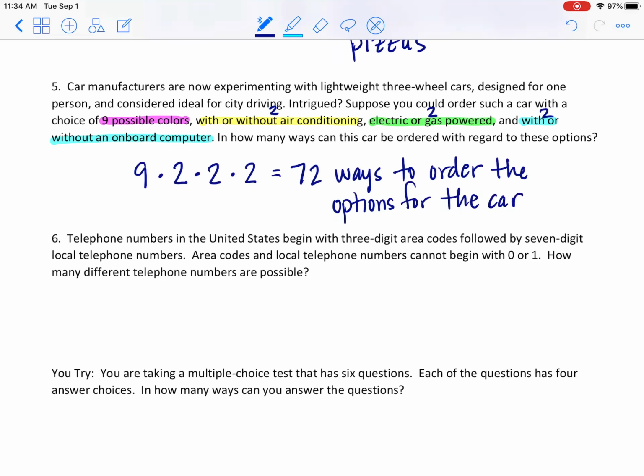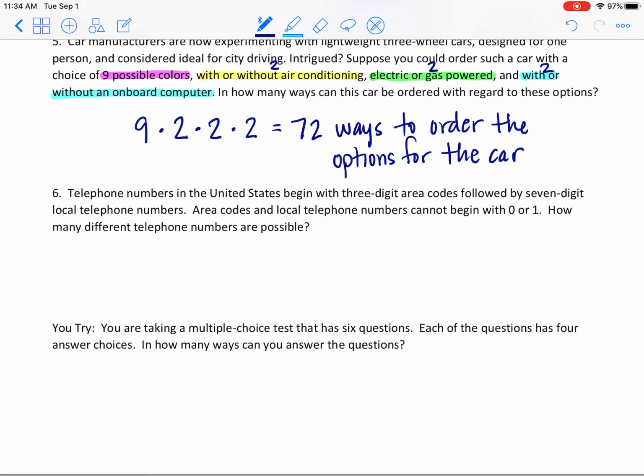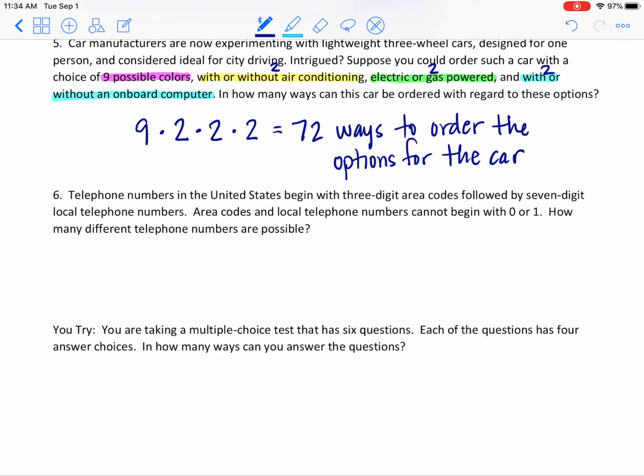Okay, so this isn't so bad as long as you can multiply. Hopefully this is something you can handle. Alright, let's look at the next example. It says telephone numbers in the United States begin with a 3-digit area code followed by 7-digit local telephone numbers. Area codes and local telephone numbers cannot begin with a 0 or a 1. How many different telephone numbers are possible?